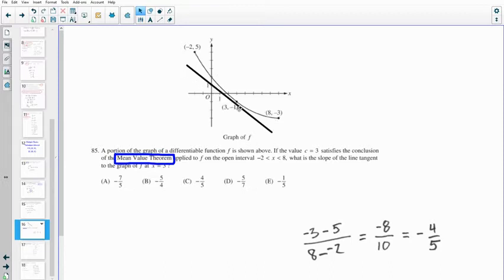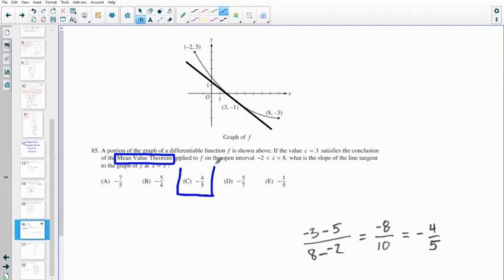And it does visually look like that is the slope of the line that's tangent at that point, but the mean value theorem is what tells us that it is. So they're saying if that value c that satisfies the conclusion is at that point, then what is the slope of a tangent? Well, that must be the place where the slope of the tangent is equal to the slope of the secant. So our answer is option C.